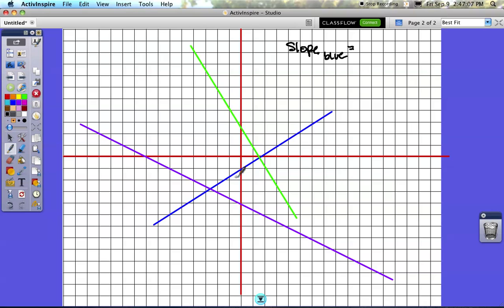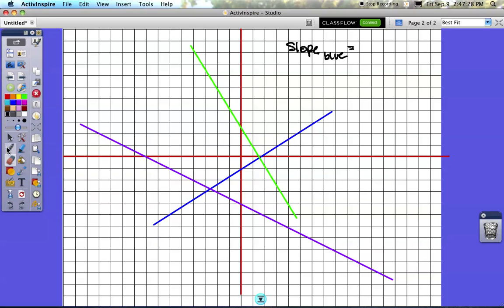Okay, now I want to make sure and pick two good points. Now let's look at this point right here. Everybody look at that point. Do you see how the line does not go through the corner? We want it to go through the corner of the grid, so that would not be a good point.